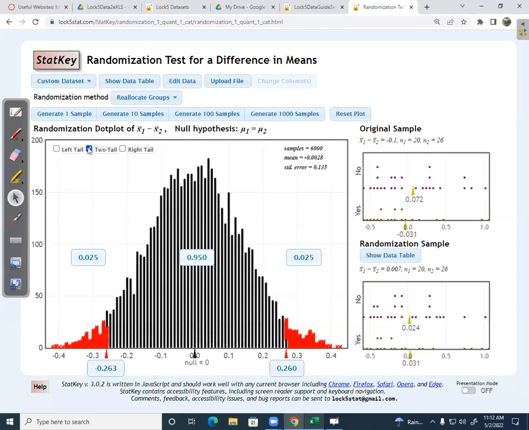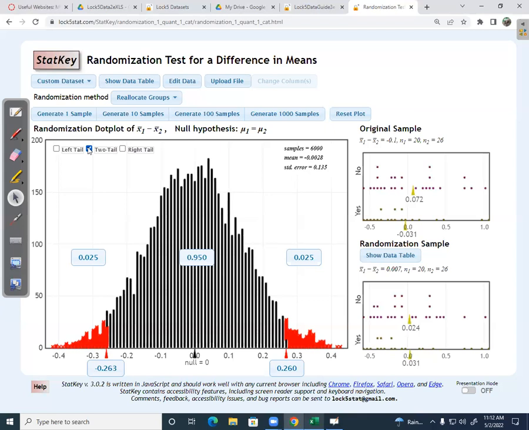Okay, so does having AC matter for your ability to do math? The answer is not based on this sample. We fail to reject the null hypothesis. The data supports the null hypothesis. Negative 0.1 is close enough to 0 in the difference in their performance, the difference in the time they took to take the math test.